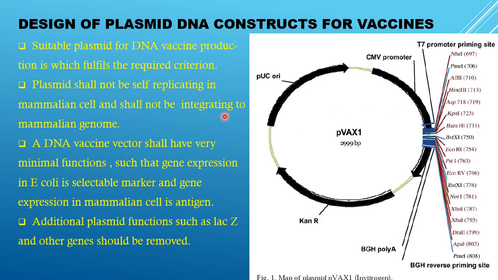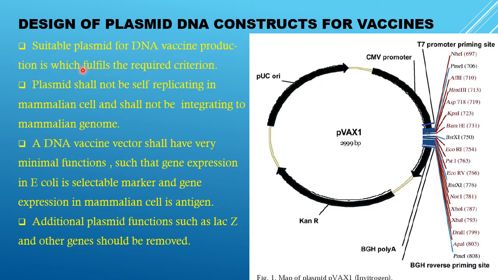Now we shall talk about the DNA vaccines, like how we design the plasmid constructs and other steps involved in this. So talking about the design of plasmid DNA constructs for vaccine, there are some criteria for this. So what are the criteria for a suitable plasmid?